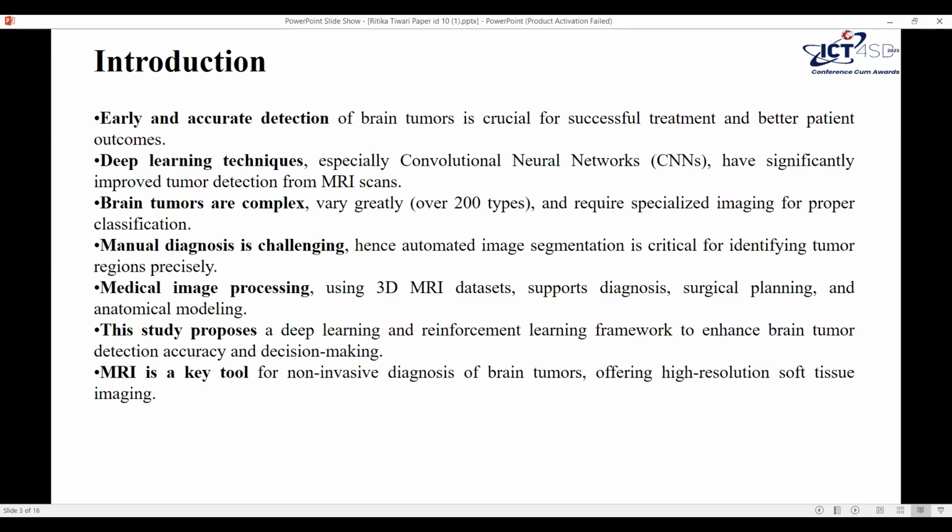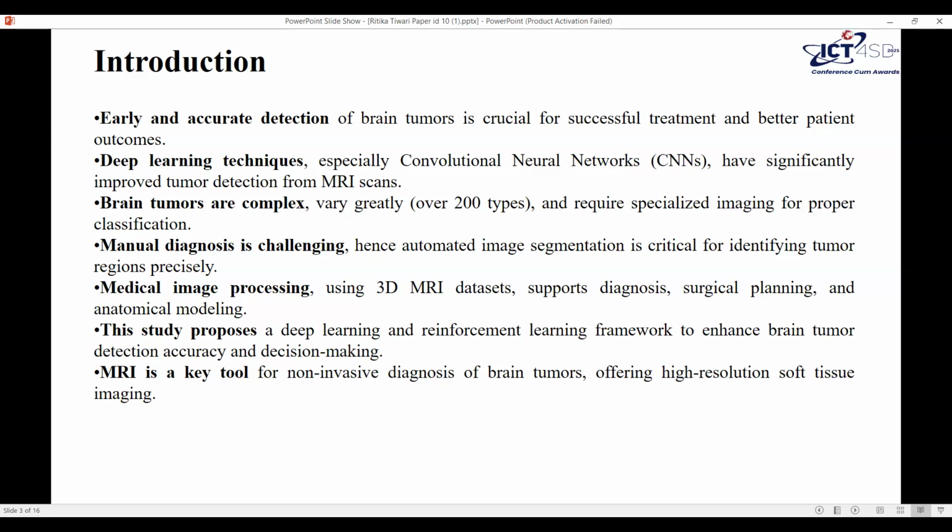Introduction. The early and accurate detection of brain tumors is crucial for successful treatment and better outcomes. So we are using deep learning techniques, especially convolutional neural networks, which have shown promise in improving tumor detection from MRI scans and MRI images. Brain tumors are very complex and vary greatly, over 200 types, and require specialized imaging for classification. Manual diagnosis is very challenging, hence automated image segmentation is critical for identifying the regions precisely.